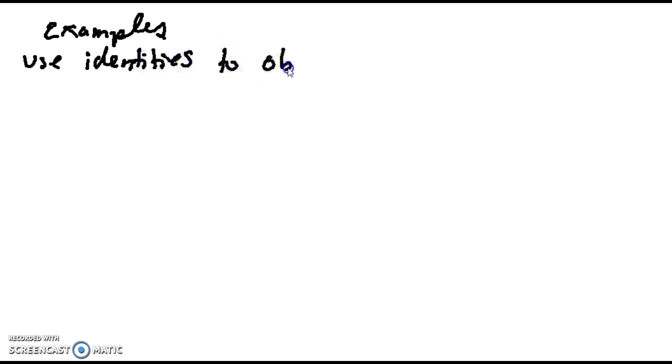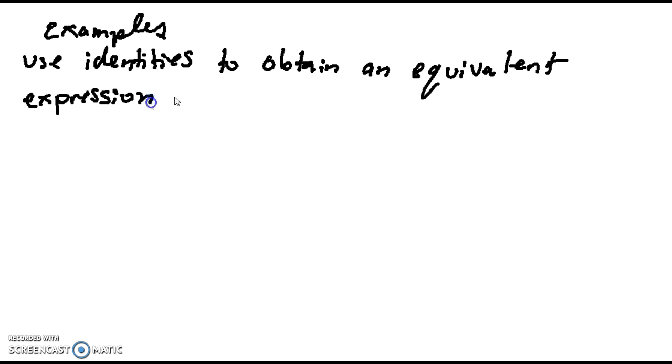Okay, so now that we've talked about our identities, what we're going to do is try to use our identities to write equivalent expressions, right? So here are our examples, and the directions are: use our identities to obtain an equivalent expression involving sine and cosine, and then simplify.